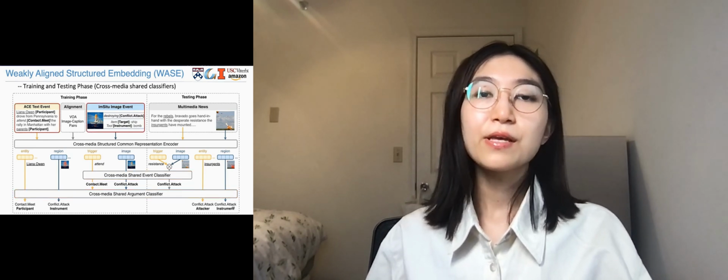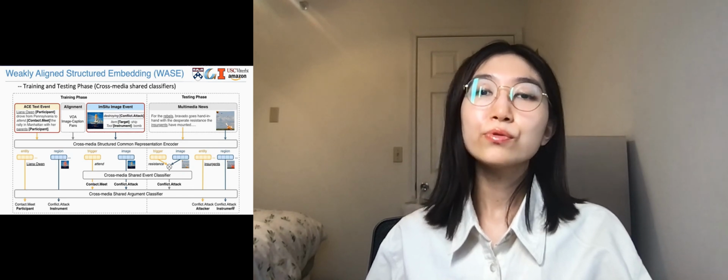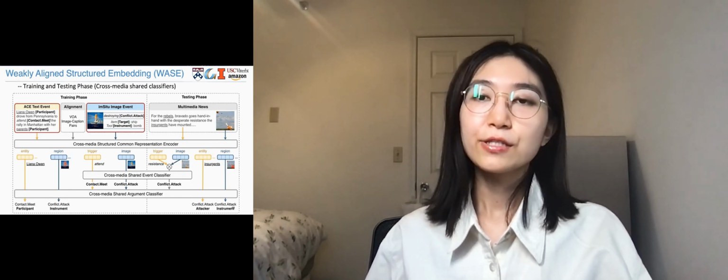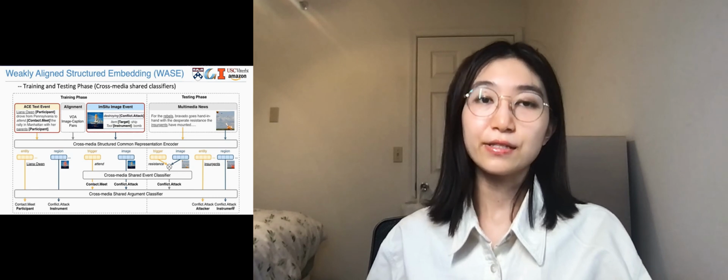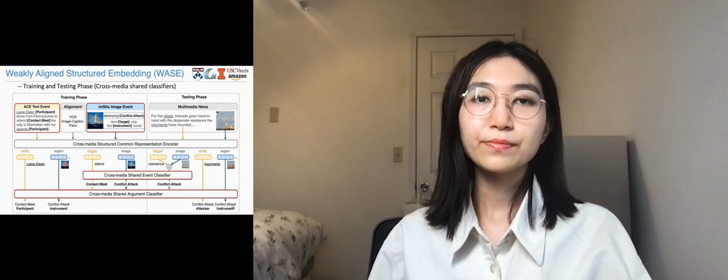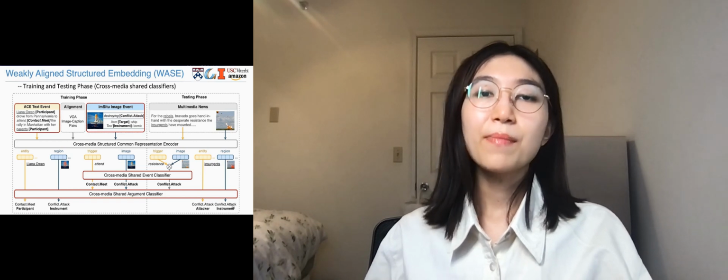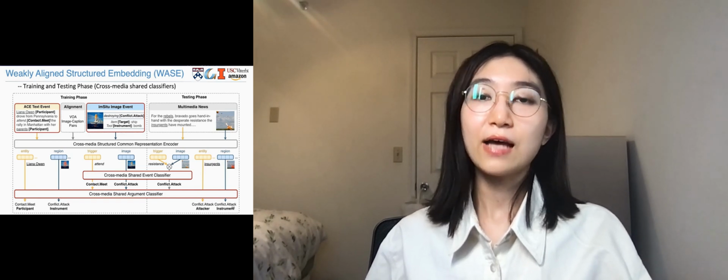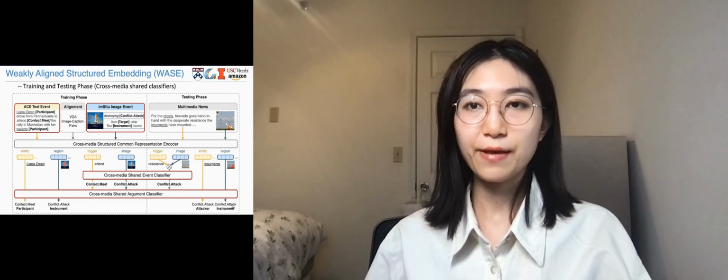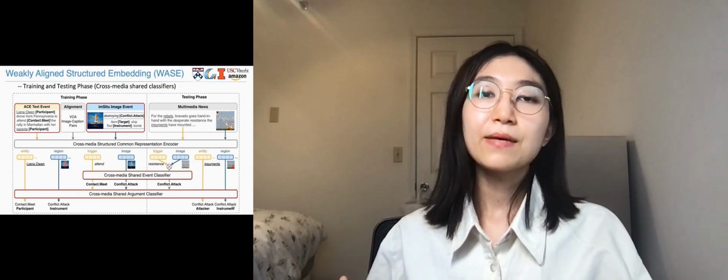The text and the image event extraction are two training tasks using different data. So we use ACE data for text and use situation recognition data for image. But they optimize one shared event and argument classifier simultaneously. The training does not need any parallel data.